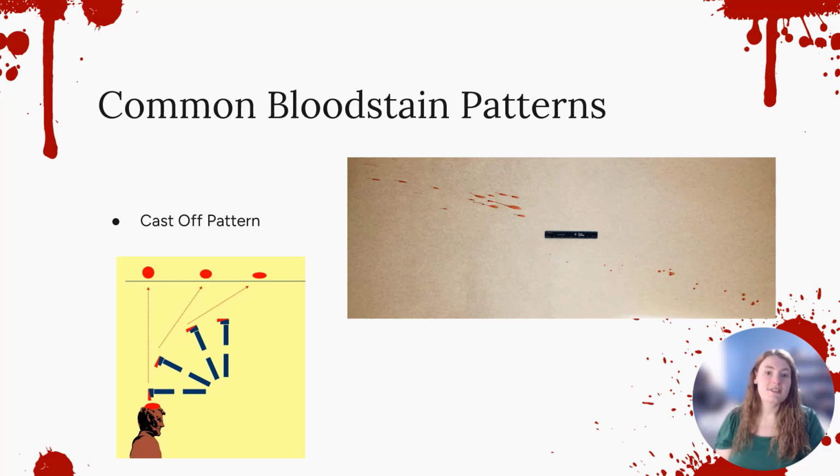Now, cast-off is a special type of bloodstain that can be used to help reconstruct the area of origin for injuries. Cast-off stains are linear bloodstain patterns that are caused by the backward force of a weapon being drawn back for an attack. For example, imagine there's a spider on the floor. You grab your shoe and you hold it up. You're ready to cast that shoe down and kill the spider.